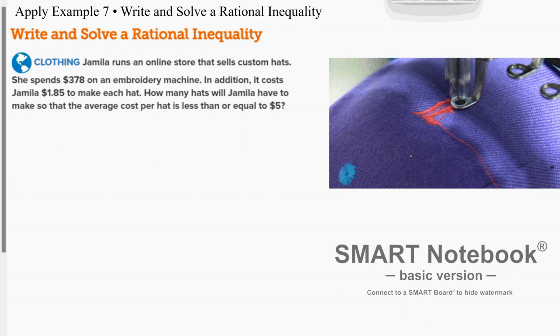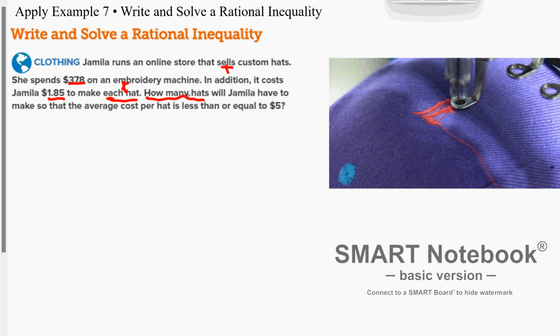All right, example 7 of section 6, we're going to write and solve a rational inequality. So we have Jamelia who runs an online store selling costume hats, and she spends $378 on an embroidery machine. In addition, it costs Jamelia $1.85 to make each hat. So however many hats we make, maybe we can make that a variable x, right?